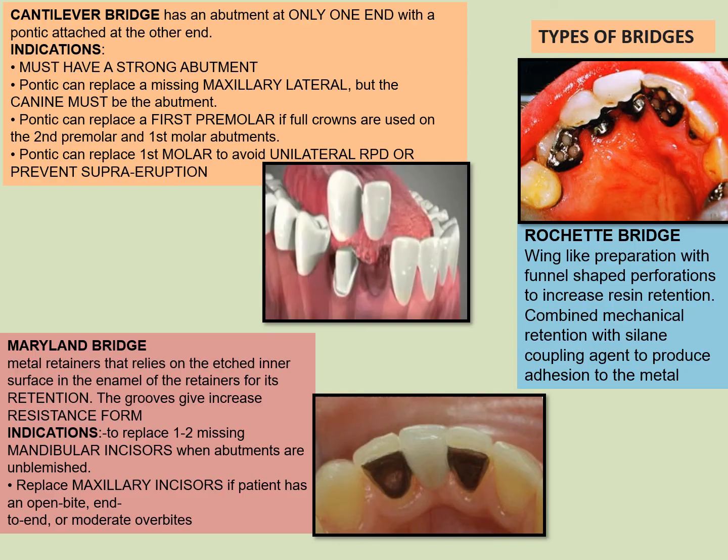This is a Rochette bridge, which is a wing-like preparation with a funnel-shaped perforation to increase the resin retention, and combined mechanical retention is provided with a silane coupling agent to provide adhesion to the metal.